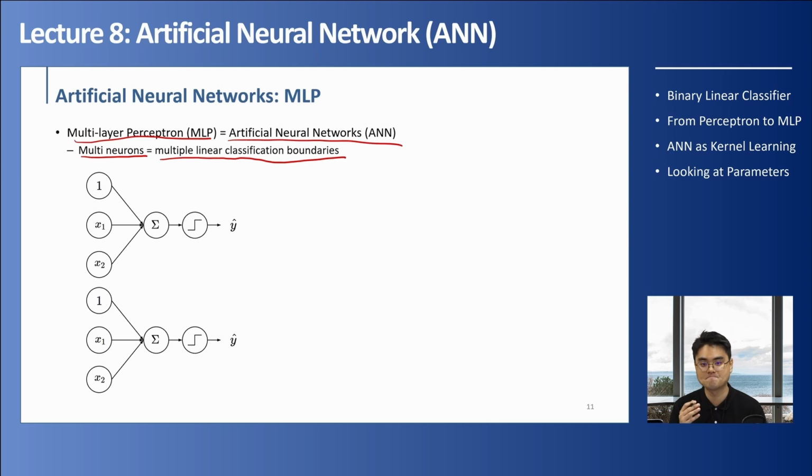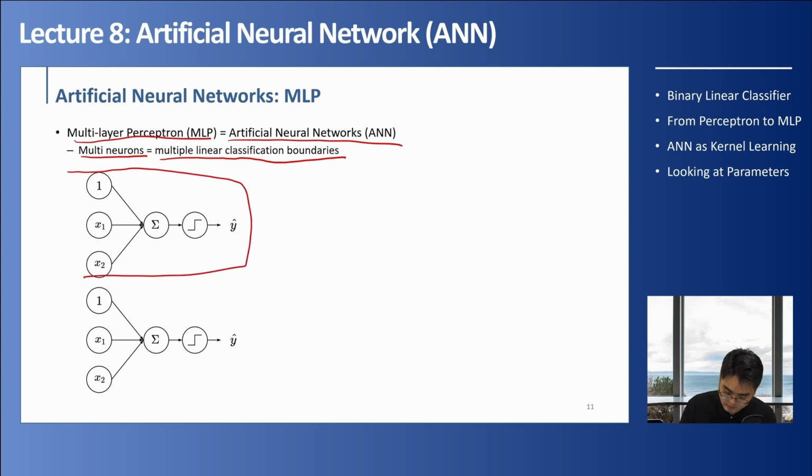And in multi-layer perceptrons, we have multiple neurons, which indicates multiple linear classification boundaries, or it can also be some nonlinear boundary for regression problems. So since we were talking about the XOR problem, which had two features, X1 and X2, let's think about these two independent perceptrons here.